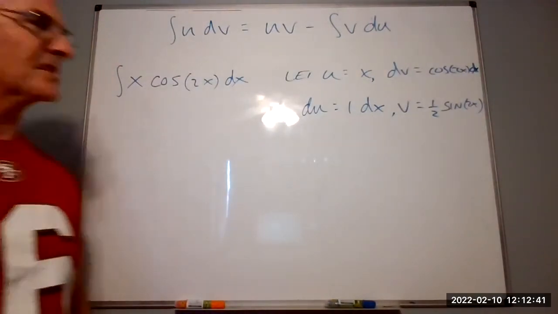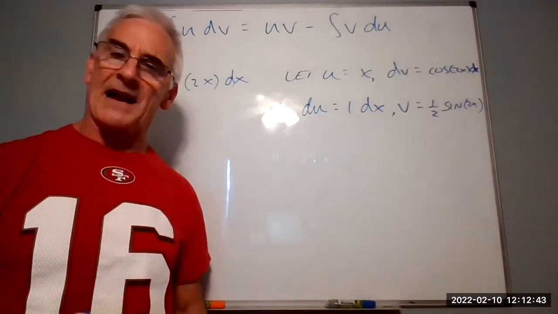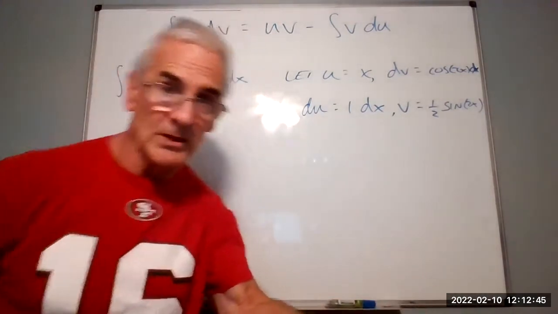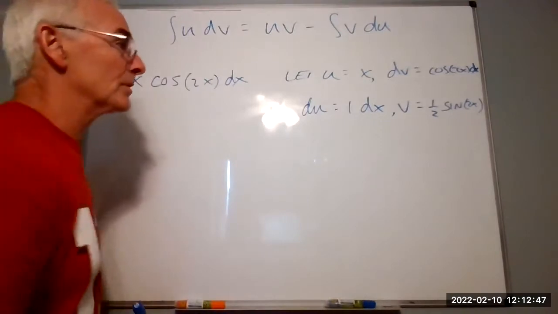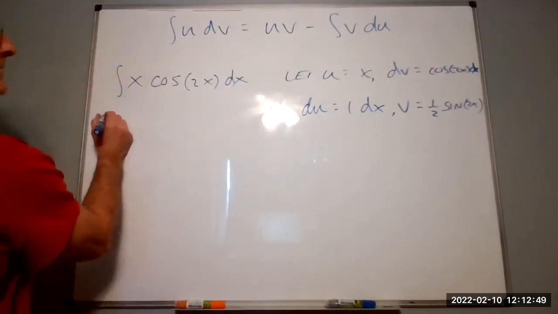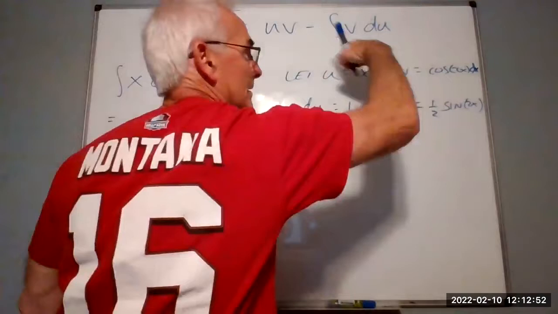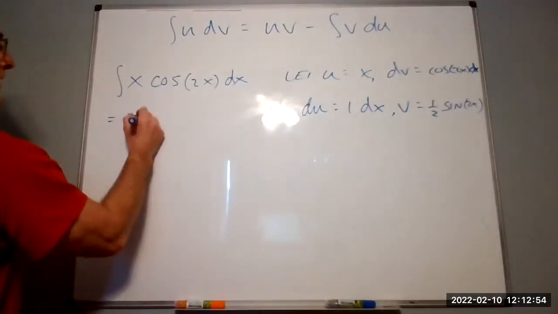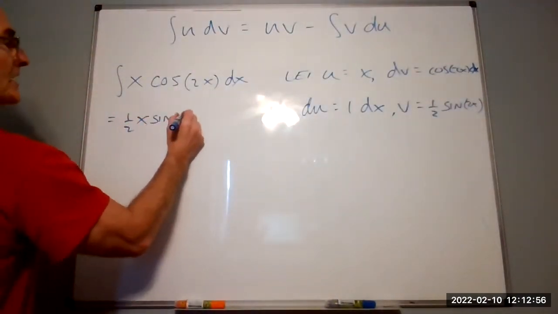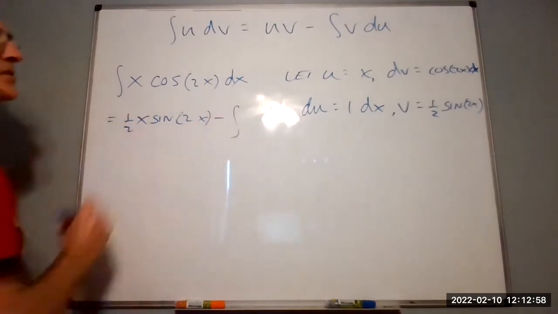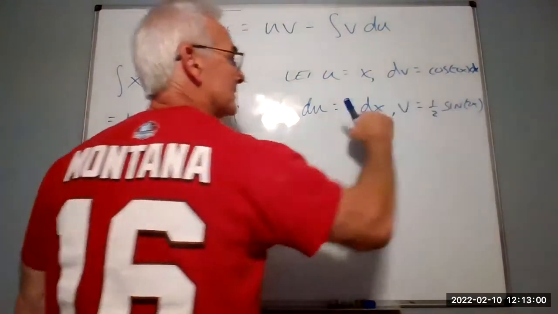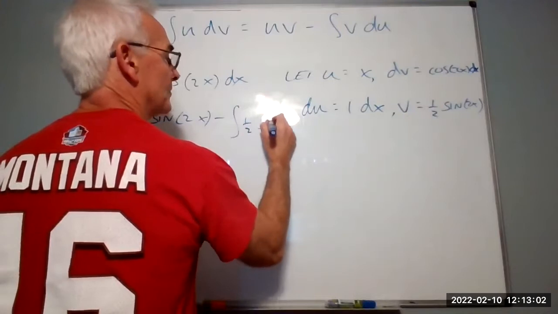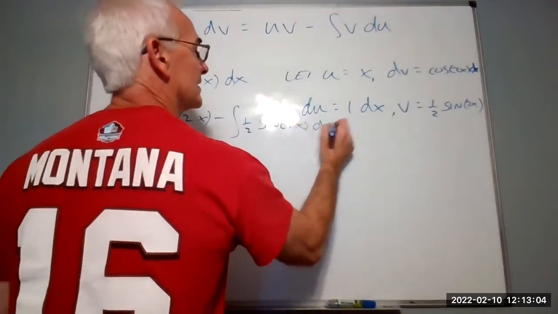I only have 2 possibilities. It's either going to be a 2 or a 1/2. The derivative would have a 2, the antiderivative would have the reciprocal. So now what do we got? We got uv. So how about 1/2 x sine 2x minus the integral of v du. So minus a half sine 2x dx.